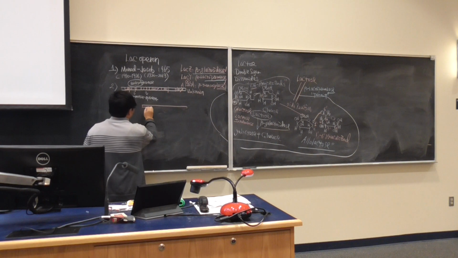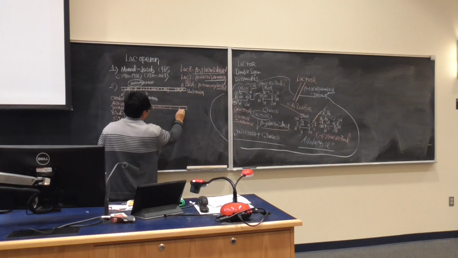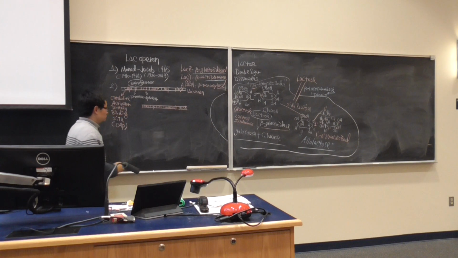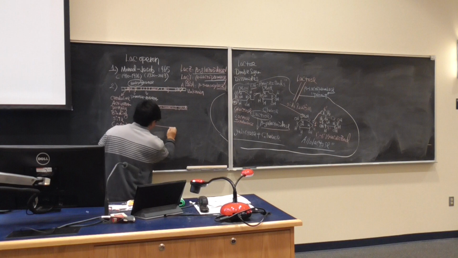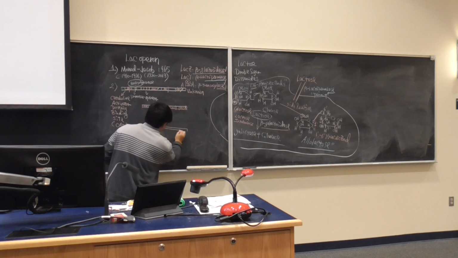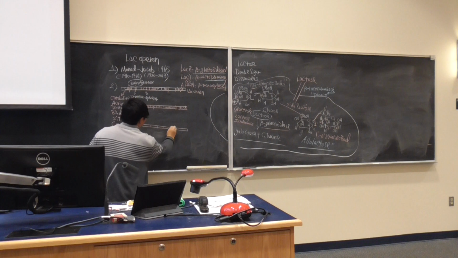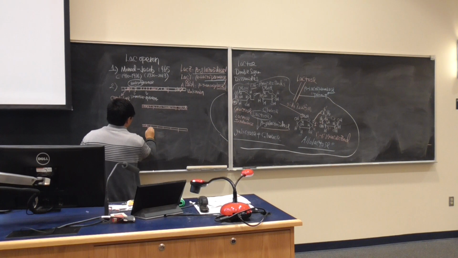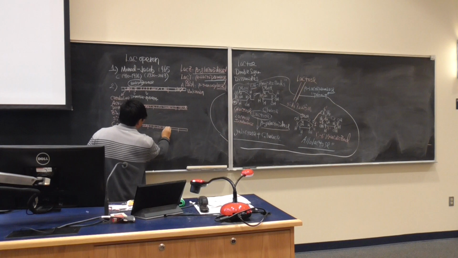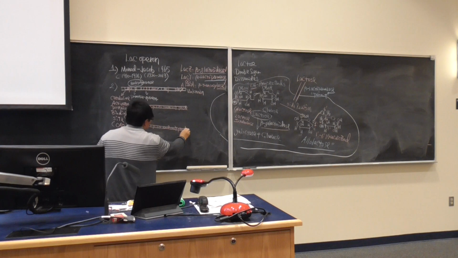Okay, so let's do it again. Lac operon, we have CAP, P, and O. This is lacZ, lacY, and lacA. And I have another one here, okay? We draw it again. When you draw a couple of times, these things are easy to understand. We have a CAP, the P, O, lacZ, lacY, and lacA. So what happened?